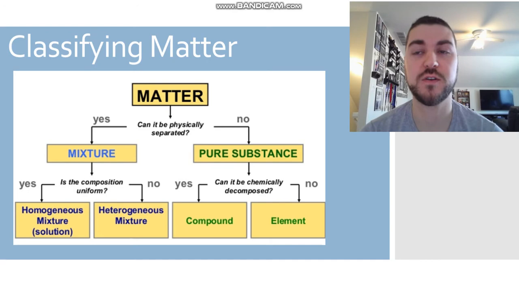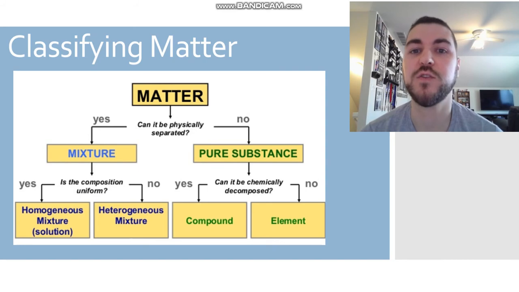Now, mixtures, there are 2 types you'll need to know. There are homogeneous mixtures and heterogeneous mixtures. And the way you determine the difference between these two is if the composition is uniform. And we'll talk about what that means, but that basically just means that it's evenly distributed.